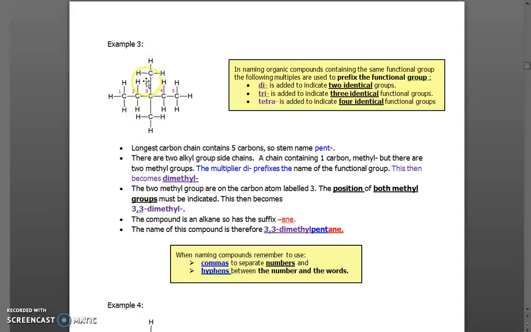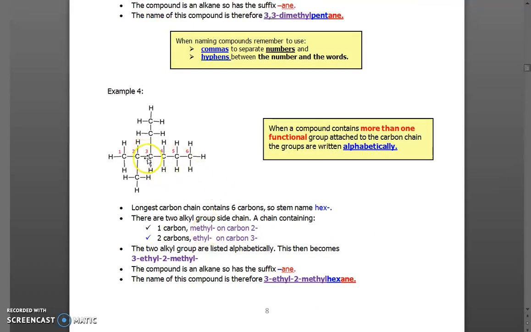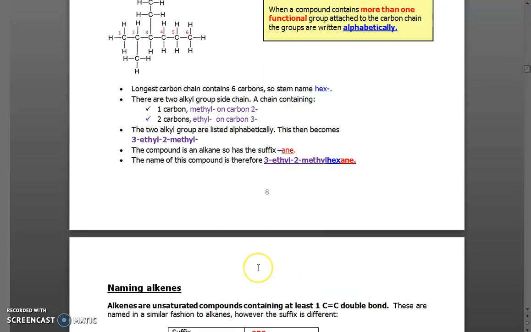Okay, because we've got 2 identical groups, we don't write methyl-methyl, we write dimethyl, and we've got to number the position of both methyl groups. And this is a confusing bit because people go, oh, they're both on carbon number 3, so we say 3-methylpentane. No. It is 3,3-dimethylpentane. You have to use the numbers to identify where both of them are. Okay. You can pause the video if you wish and convince yourself that this is 3-ethyl-2-methylhexane. Again, we've arranged the side chains in alphabetical order, not numerical order.